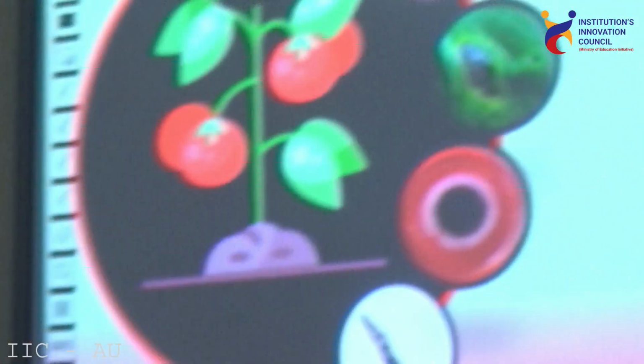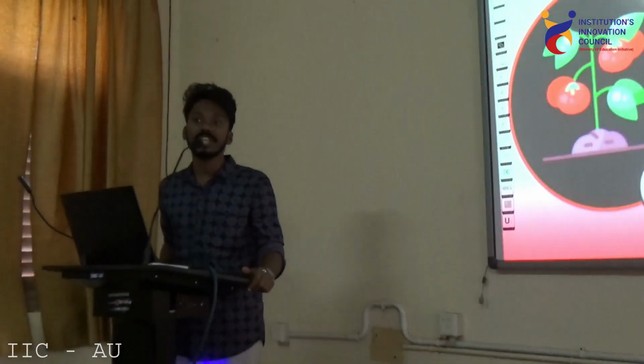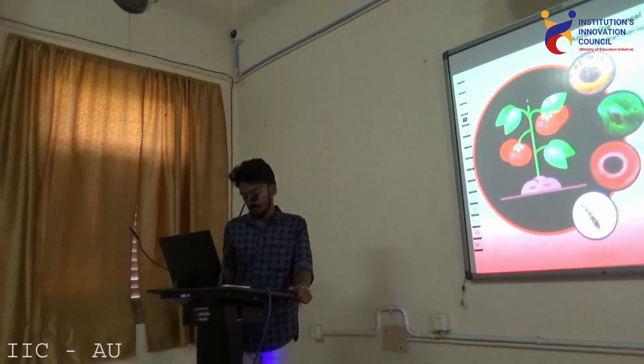And that's why we are choosing the early blight pathogen in tomato, which poses severe yield loss to the crop and to the farming community. And these are some of the characteristics of the fungus Alternaria, which can cause early blight of tomato.